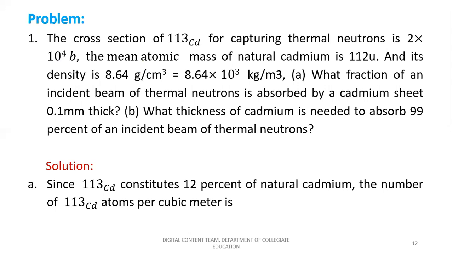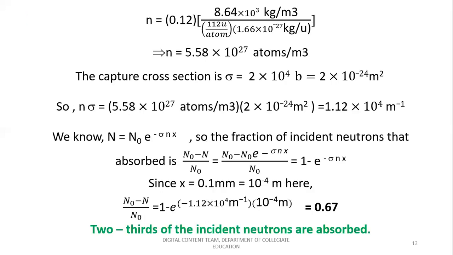So here, when I consider the first part, the solution, you have to consider that out of the total naturally occurring cadmium in nature, cadmium-113 is just 12% of natural cadmium. So the number of cadmium-113 atoms, where 113 represents the mass number of cadmium here, per cubic meter is found by considering that it is 12% of the total.